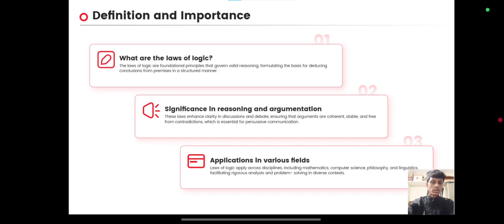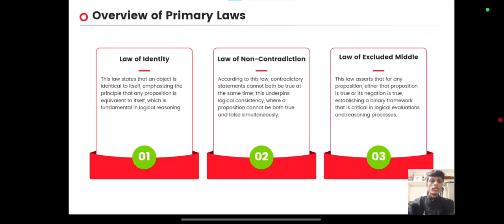Application in various fields. Laws of logic apply across disciplines, including mathematics, computer science, philosophy, and linguistics, facilitating rigorous analysis and problem solving in diverse contexts. Overview of primary laws. Law of identity. This law states that an object is identical to itself, emphasizing the principle that any proposition is equivalent to itself, which is fundamental in logical reasoning.